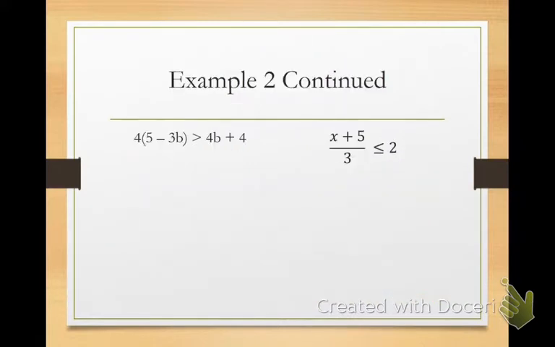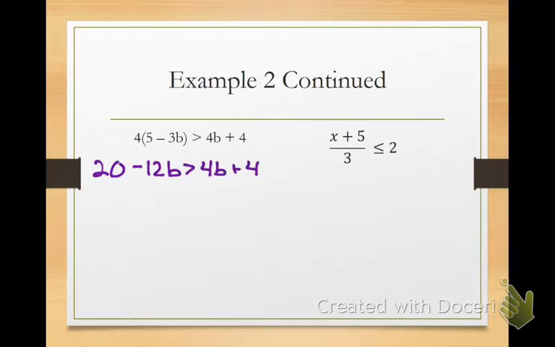Now the first one has, what property do you see here? What property do you see there? No, it does start with a D, but it's distributive property. Go ahead and distribute the 4 and rewrite your inequality. Okay, so we get, did we get 20 minus 12b is greater than 4b plus 4? Yes. Did y'all get that?